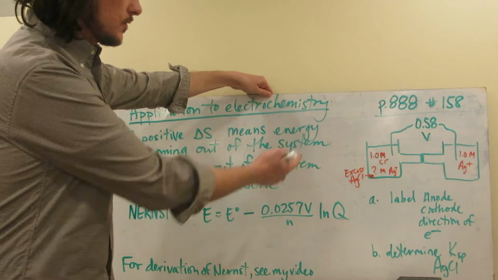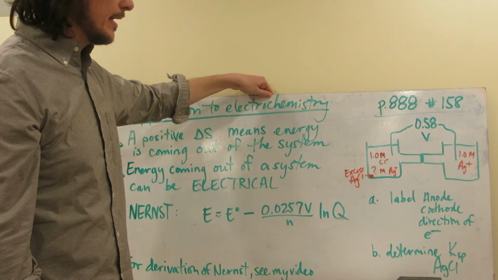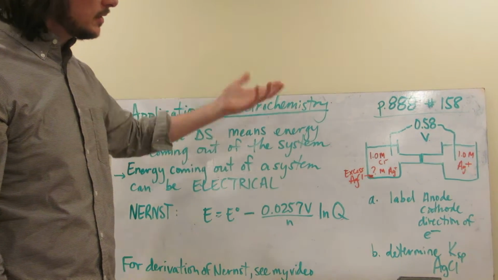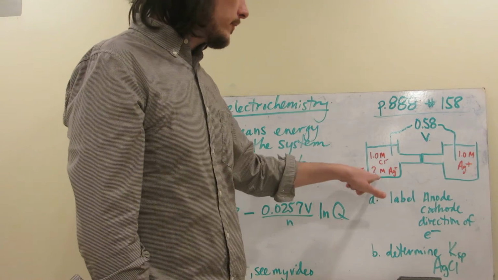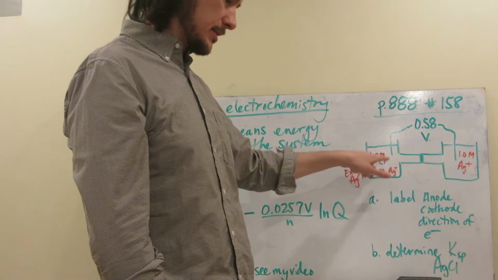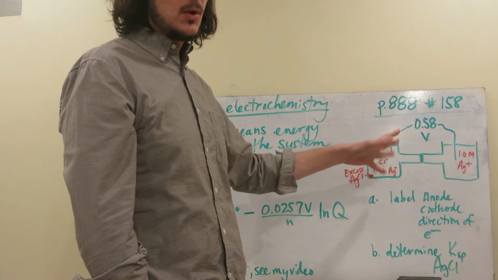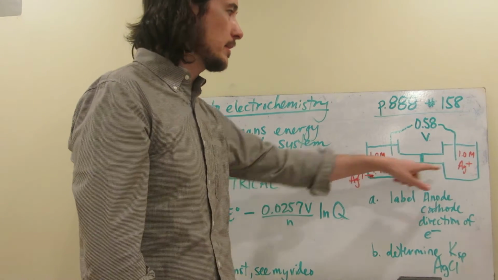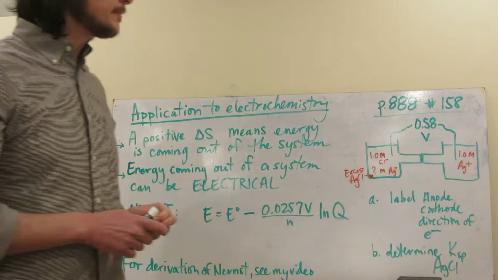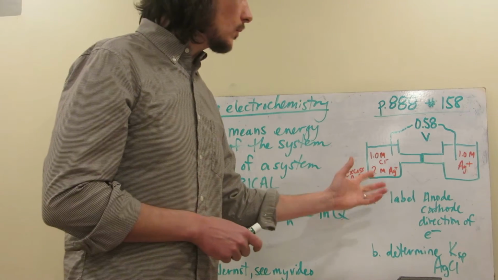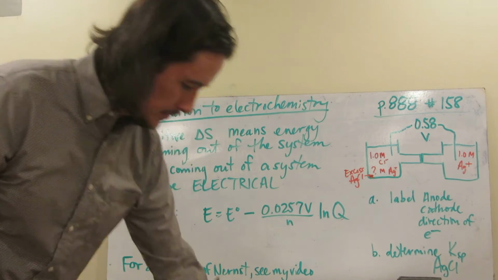So let's figure out which of these is going to be the anode and which is going to be the cathode. Well, I guess we can stay right here. We've got Ag+, this is going to be a very low concentration. We don't know exactly what it is yet, but it's going to be low. This is 1 molar. So what's going to tend to happen?